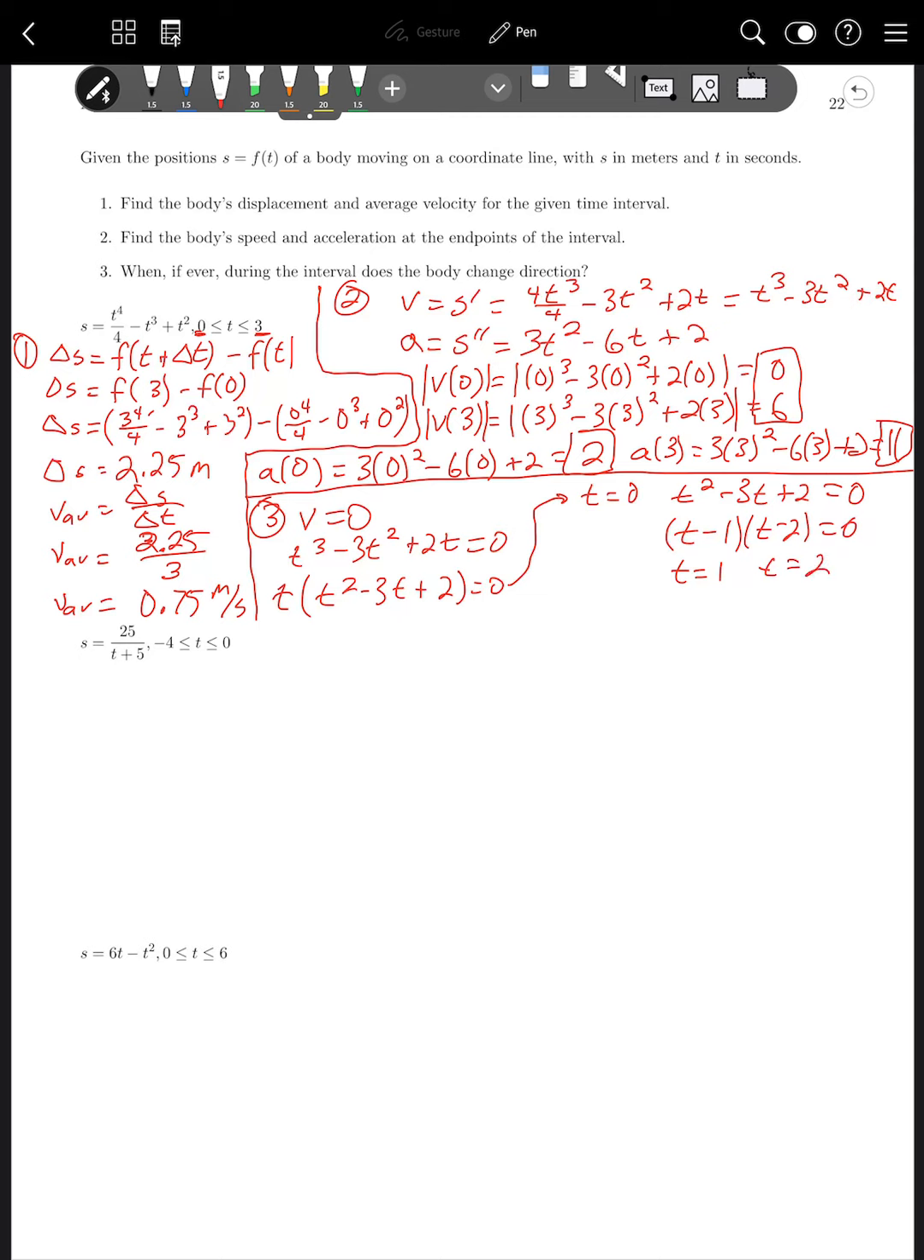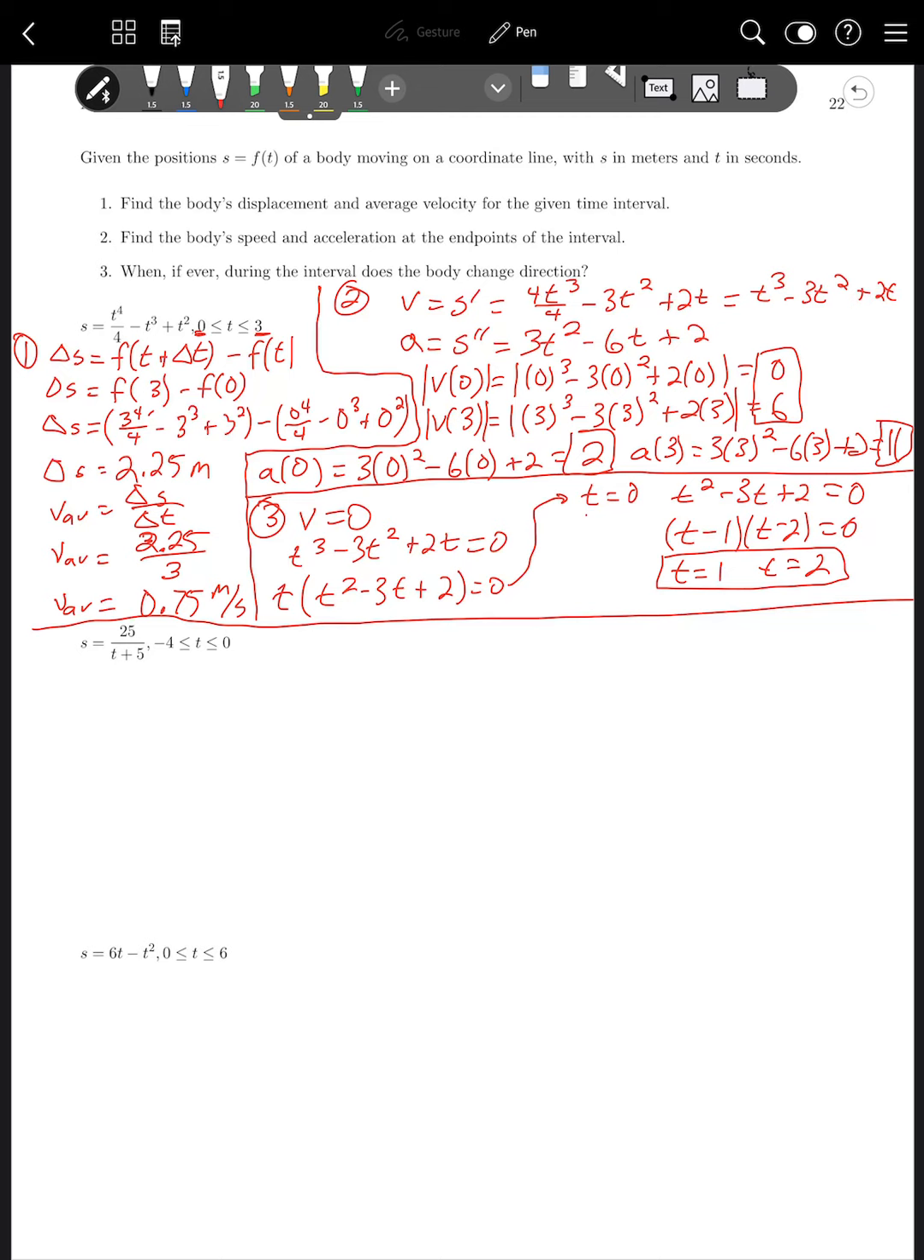So t equals 0 is one possible answer, but that's an endpoint. So we're not changing directions there. That's just where we started out. Okay. But then the other two work out. So where the velocity is 0 are t equal 1 and t equal 2. So those are places that we change direction. Okay. So that's the idea there.